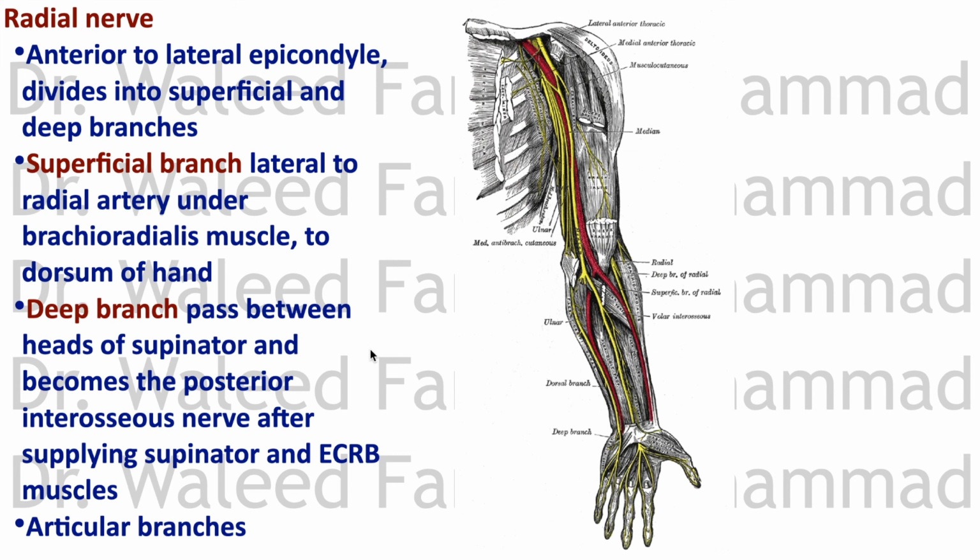Don't just say radial nerve, and don't confuse the deep branch with the posterior interosseous branch. It also gives articular branches.